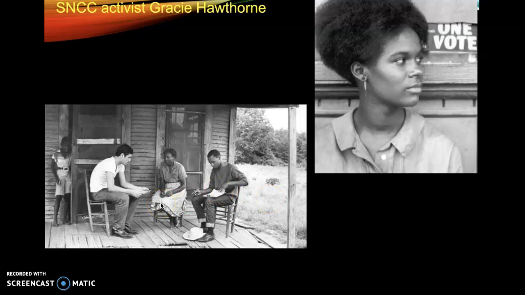Many of these students returned to their campuses and became involved in other movements like the free speech movement that happened at the University of California, Berkeley in the fall of 1964, which was led by students who had participated in the Freedom Summer Campaign.